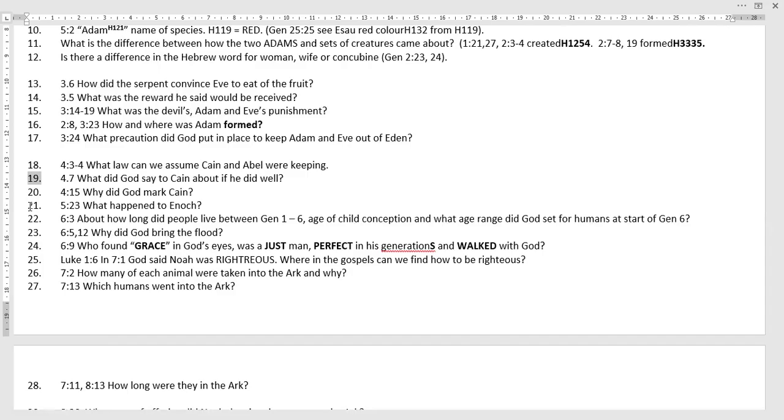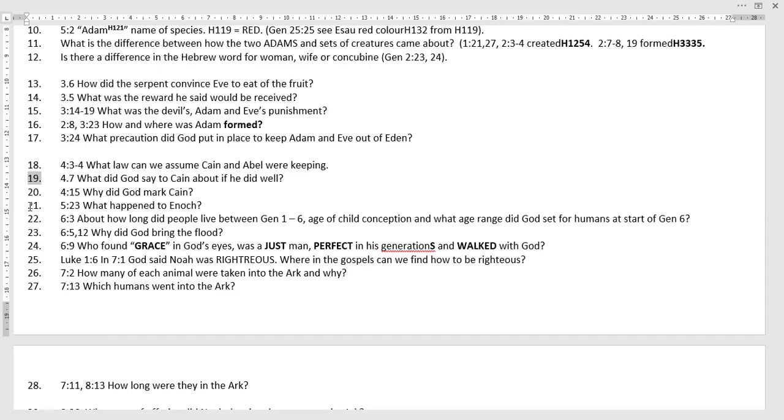Why did God mark Cain? What happened to Enoch? 22. About how long did people live between Genesis chapter 1 and 6? I just read it there. Under 1,000 years. The age of children conception, we just read a little bit, a few hundred years where they conceived. Sometimes it was 70. Age range set for humans. So you see this in Genesis chapter 6, verse 3.